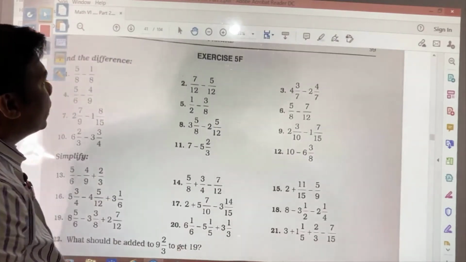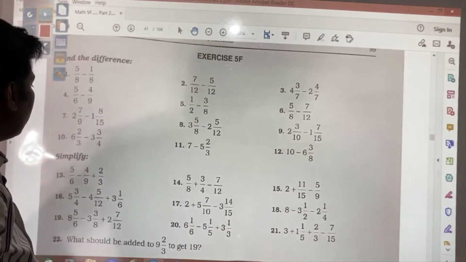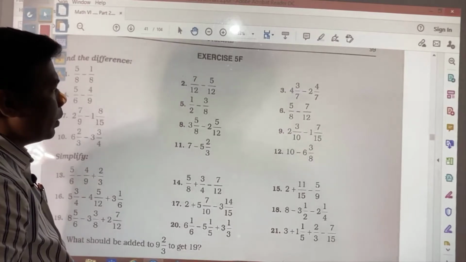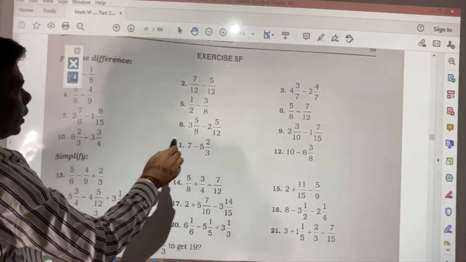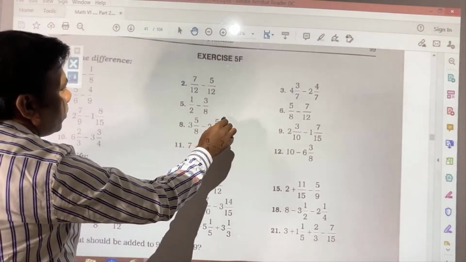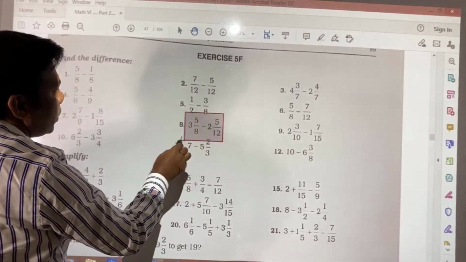Then we have exercise 5A. I don't think you will have any problem. Similar questions are there, you will be able to solve. I will take only a few questions, and I think you will be able to do the rest by yourself. Just see this question.